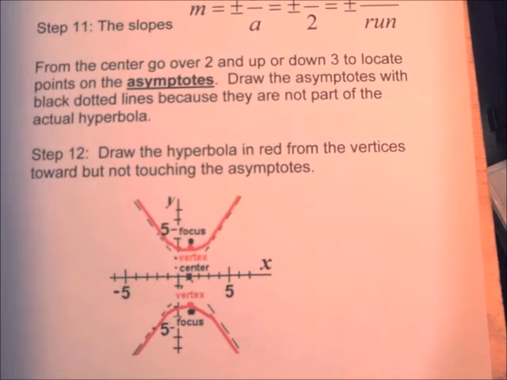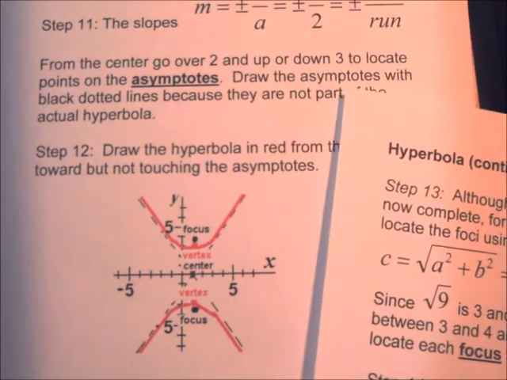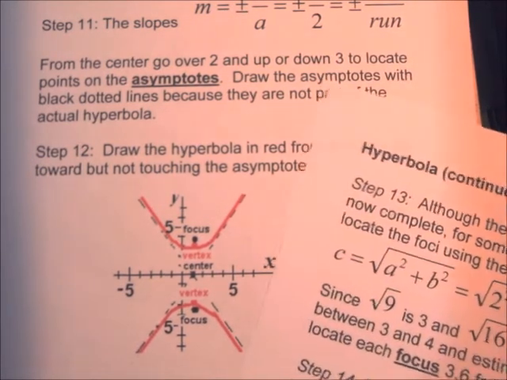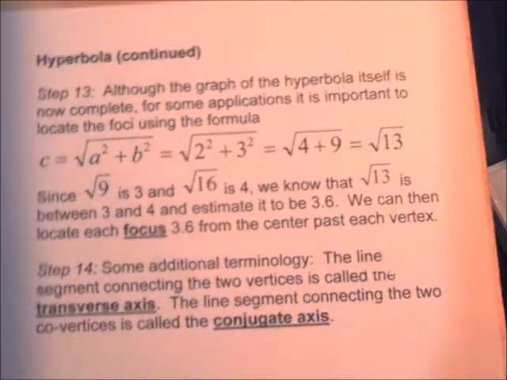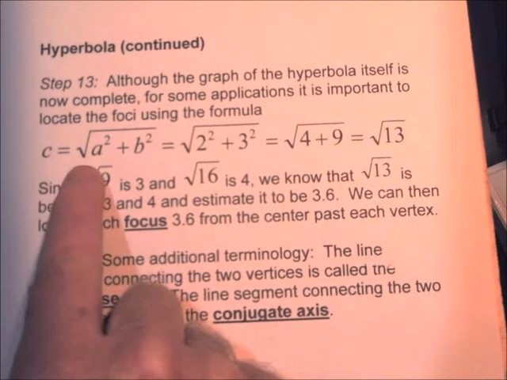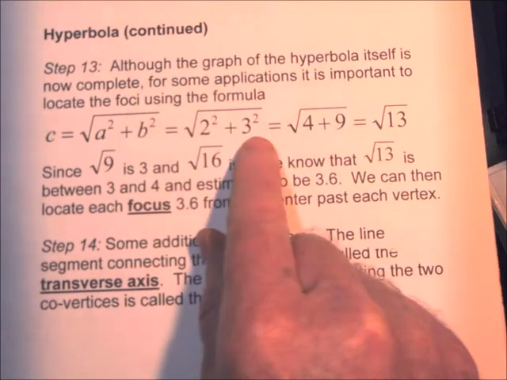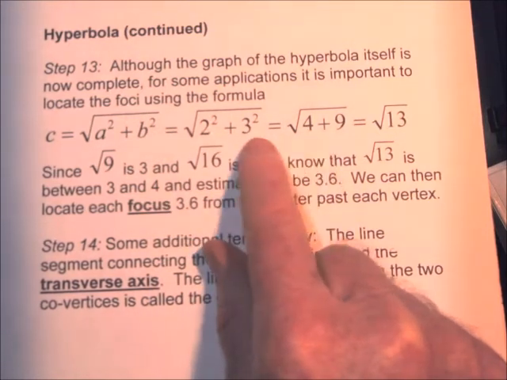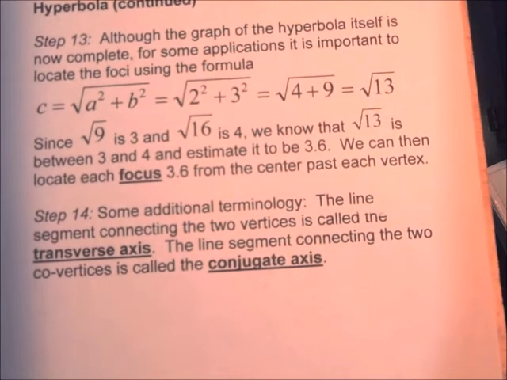Okay, so some of the applications require a knowledge of the focus. We don't really need the focus so much for the graph, but if some of the applications you do, there's a formula for that. I actually applied the focus on the graph here, but in order to get the focus, use the formula c is equal to square root of a squared plus b squared. In this case, it's square root of 2 squared plus 3 squared. 2 squared is 4, 3 squared is 9, 4 plus 9 is 13. So square root of 13.